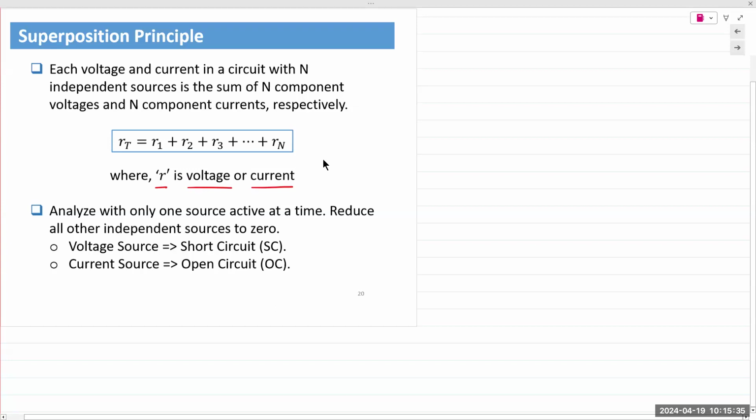And then we say that we reduce the sources to zero. Okay. Reduce the sources to zero. So we'll look in the next point how we do that. But think over the first point, the superposition principle, and let me know if you have any questions.